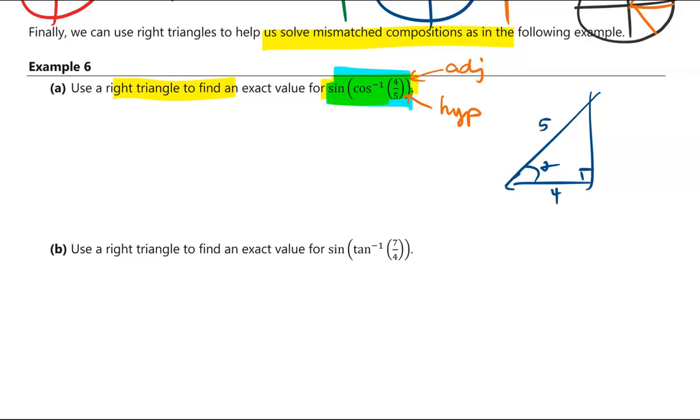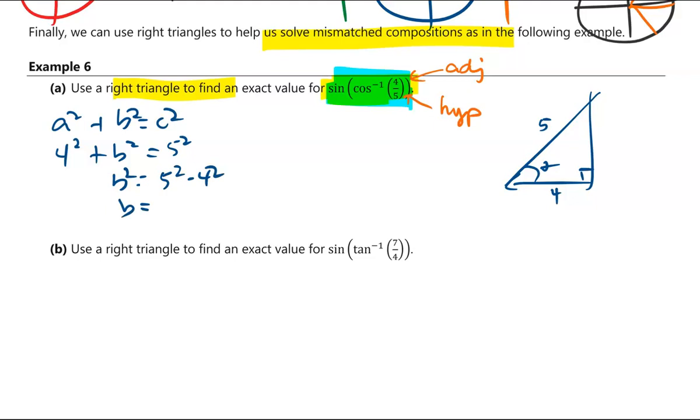Then we can solve for the missing side. So remember the Pythagorean theorem, a squared plus b squared is equal to c squared. So let's say we have 4 squared plus b squared is equal to 5 squared. B squared is 5 squared minus 4 squared. B is the square root of 25 minus 16, which is the square root of 9, and the square root of 9 is equal to 3. So that side is equal to 3, which is the opposite side.